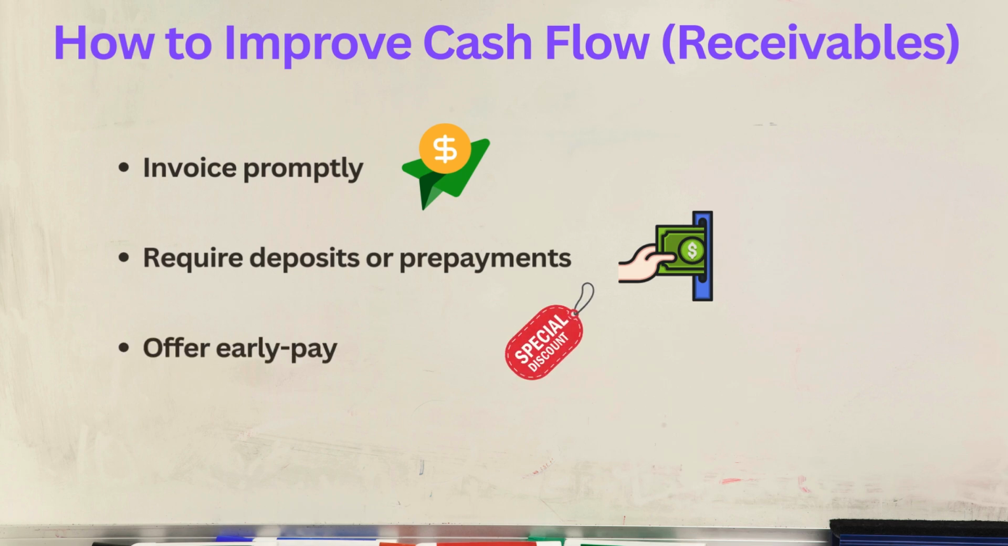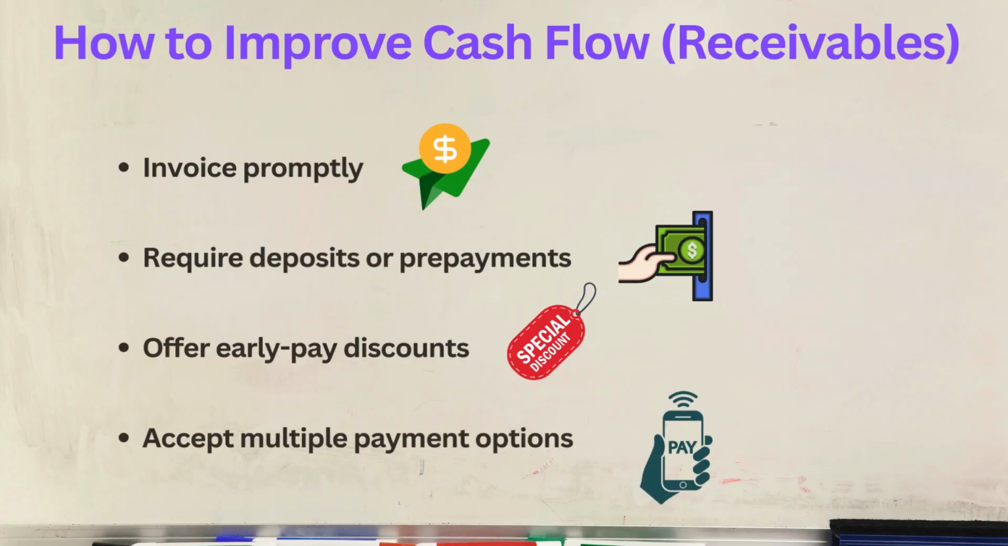Offering early payment discounts can also help. Something like 2% off if they pay within 10 days instead of 30. Yes, you're giving up a small amount, but the faster cash flow can be worth it. And finally, make it easy to pay. Accept credit cards, ACH transfers, digital wallets, whatever is most convenient for your customers. The fewer barriers to payment, the quicker money lands in your account. These small tweaks can shave weeks off your receivables cycle and give you breathing room.